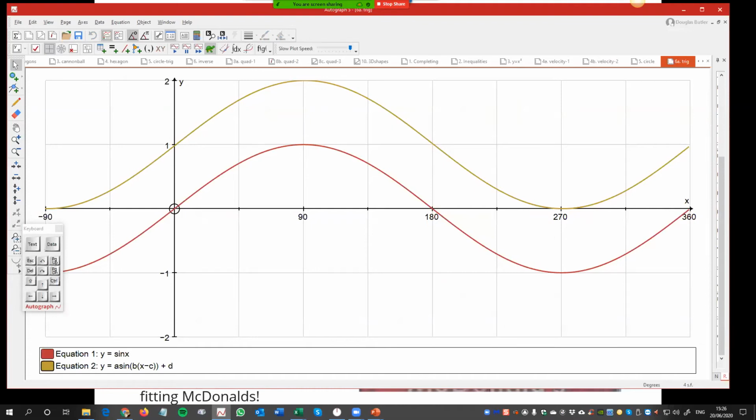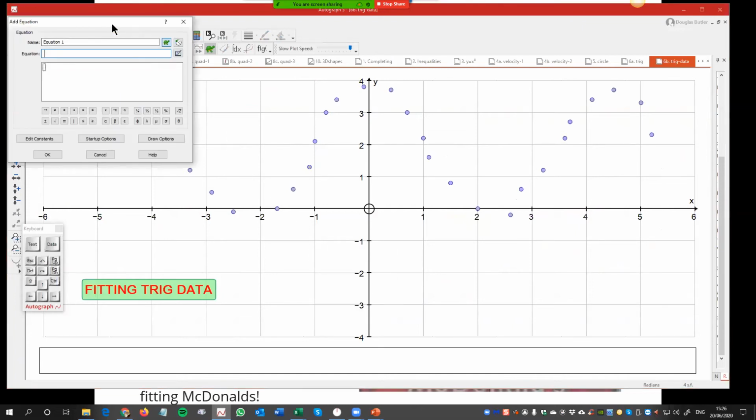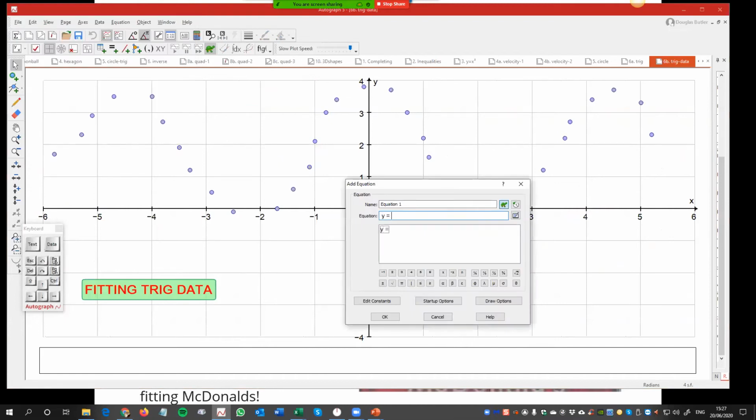What I thought I might do, actually, just to finish this off, is to have a look at some trig data. And the most general trig equation and the transformations thereof take a very specific form. Y equals a sine brackets b brackets x minus c brackets plus d. A represents amplitude, B represents frequency, C represents a translation to the right, and D up and down.